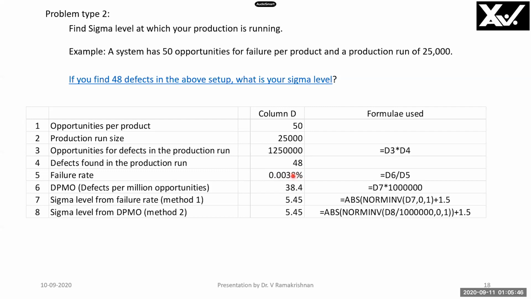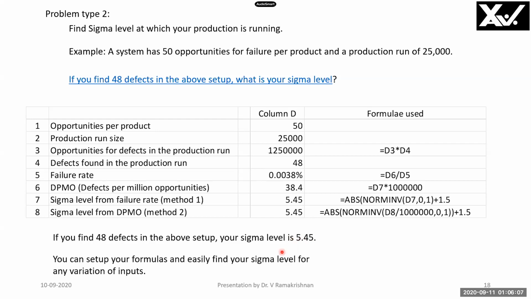All we need to do is convert this into DPMO, that is, multiply by 1 million, then you will get 38.4. Once you have DPMO, substitute in the formula, you will get sigma level. Either you can substitute 0.0038% or 38.4 by 1 million in the formula, and you will get the answer as 5.45. Sigma level is 5.45.